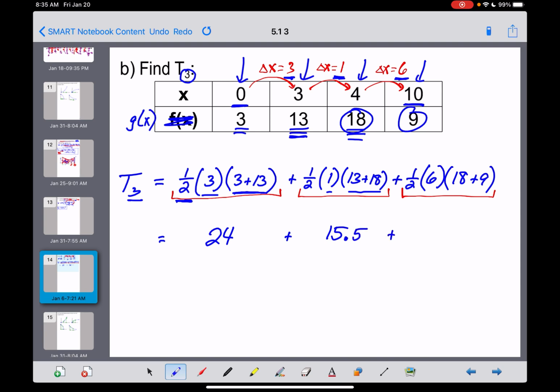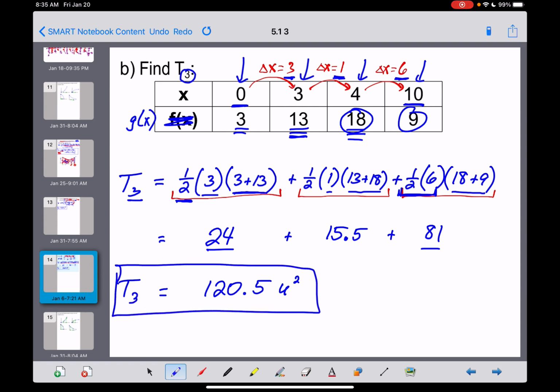All right. And then here, 18 and 9 is 27. But I tell you what, half of 6 is 3. 3 times 27 is going to be 81 there. All right, so what have I done here? 24 and 81 is 105. 105 plus 15 is 120, and there's a 0.5 at the end tagging along right there. So 120.5 square units would be our approximation here. I really have no way to test that value to find out if it's realistic or not, so we're just going to assume that everything worked out hunky-dory.